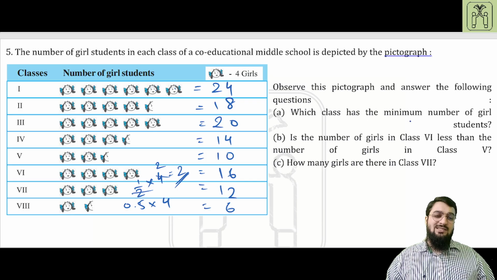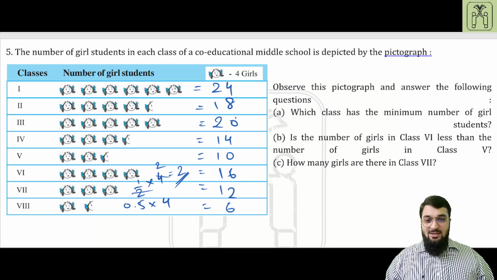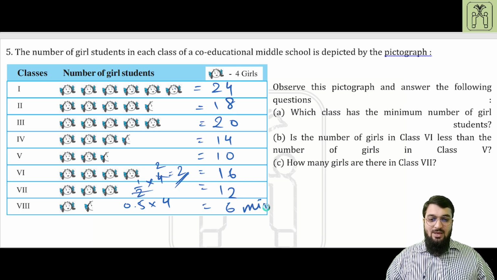Part A, which class has the minimum number of students? That is the answer will be class 8. This has the minimum number of female students.